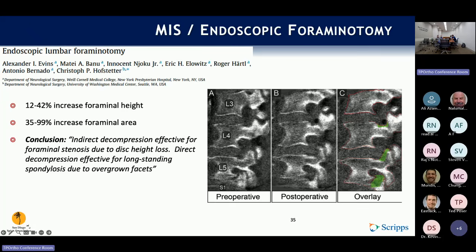And then just a quick touch on the endoscopic treatment. This is an article from the Journal of Clinical Neuroscience. Authors evaluated the radiographic outcomes of endoscopic transforaminal foraminotomies at L3-4, L4-5, and L5-S1 on cadavers, and they used pre and post-op CT scans to measure the difference in the foraminal height. You can see the images on the far right showing the different overlays and how much bone was actually removed compared to the pre-op CT. You can see a 12 to 40% increase in foraminal height and about 35 to 99% increase in the foraminal area. They concluded that you can get decent decompression of the foramen using this technique.